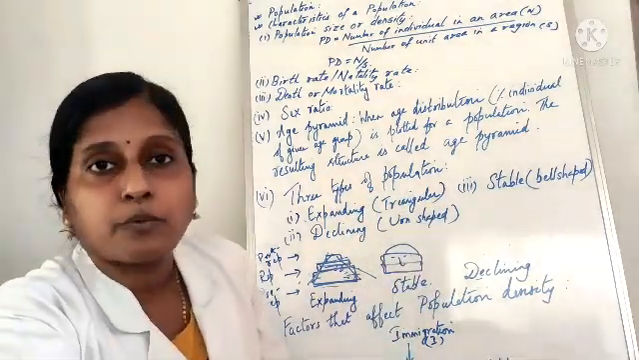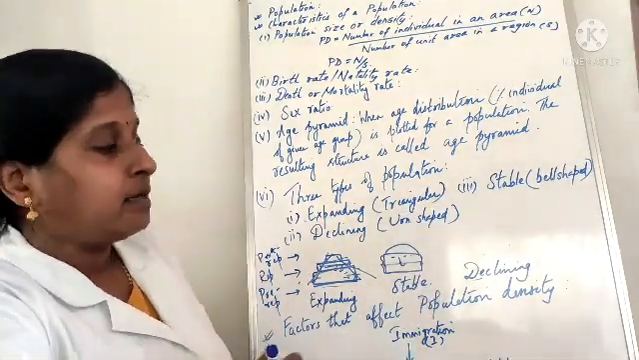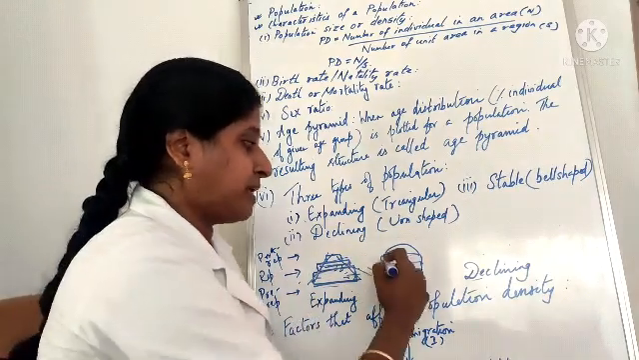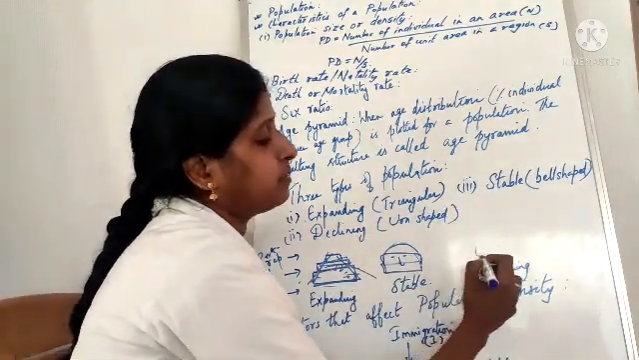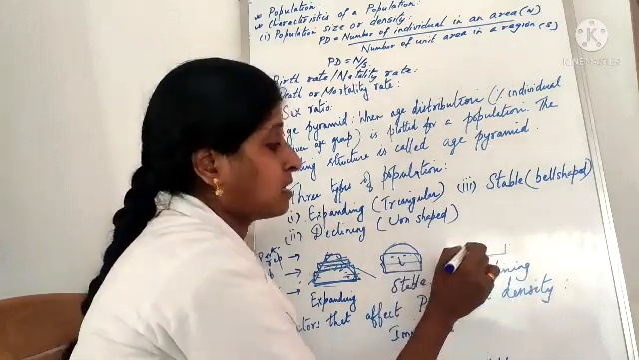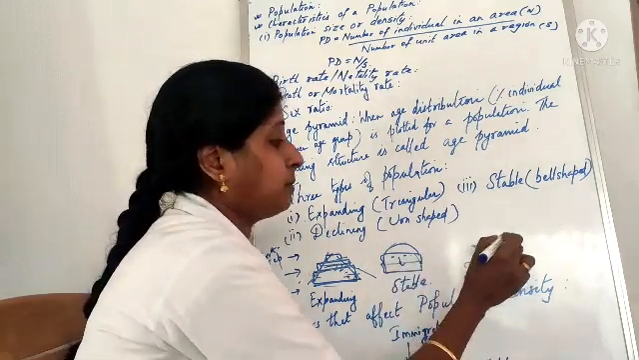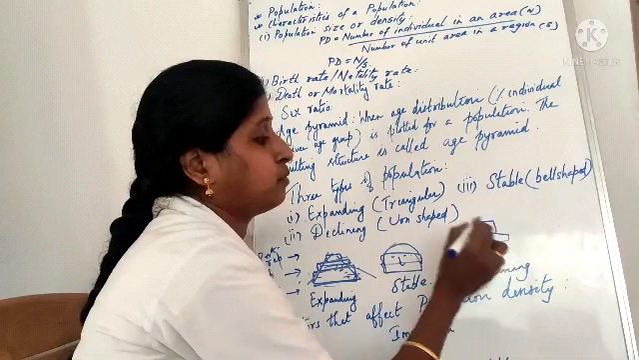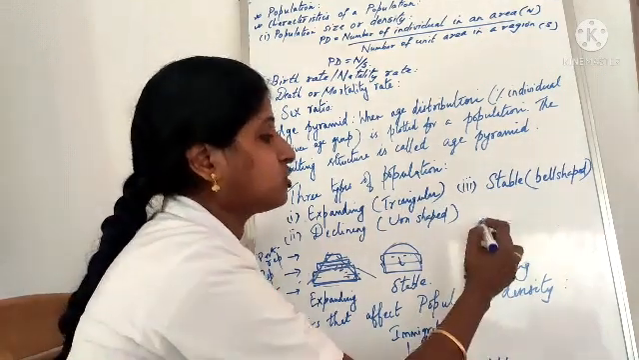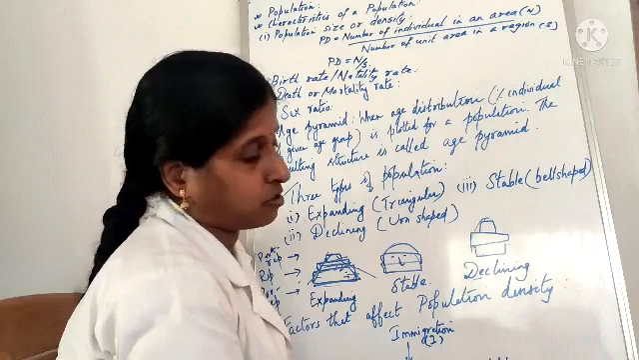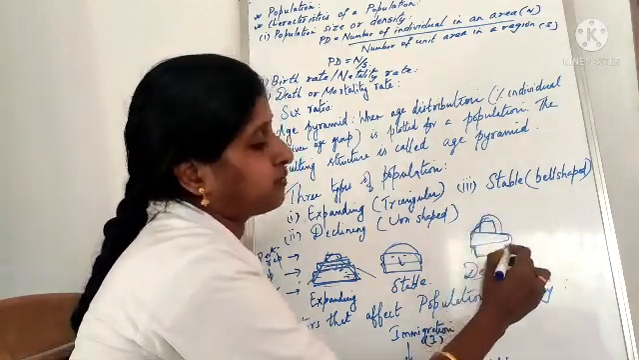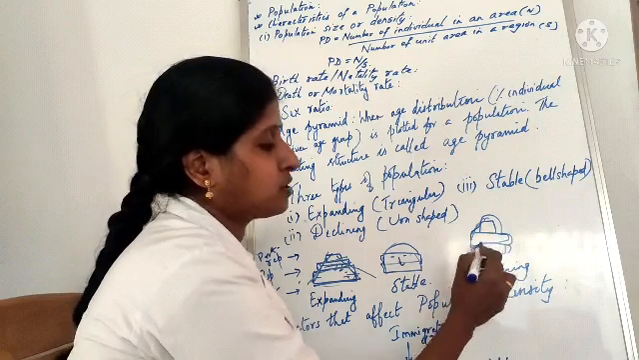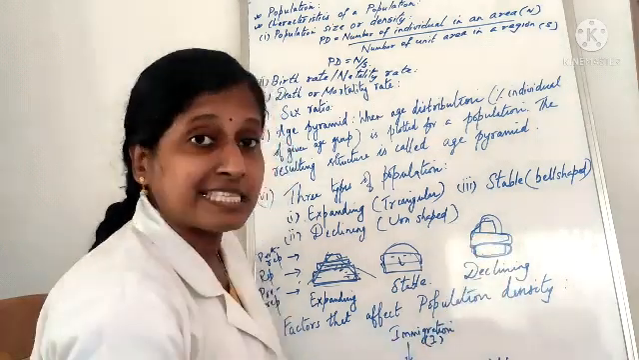Okay, declining population. In this what happens is an urn-shaped structure. So this is bell-shaped, this is triangular and this one is urn-shaped. Urn-shaped means the pre-reproductive group is less compared to the reproductive group and post-reproductive group. Now the structure becomes like an urn-shaped structure. What do we call them? We call this one the urn-shaped structure. So in this urn-shaped structure, you see the pre-reproductive group is less.